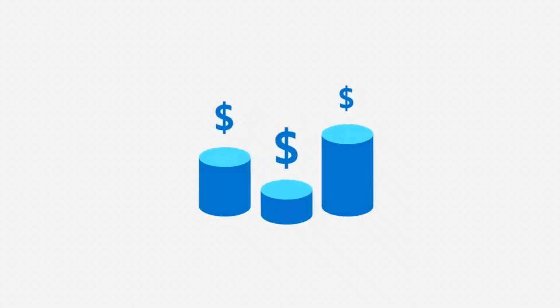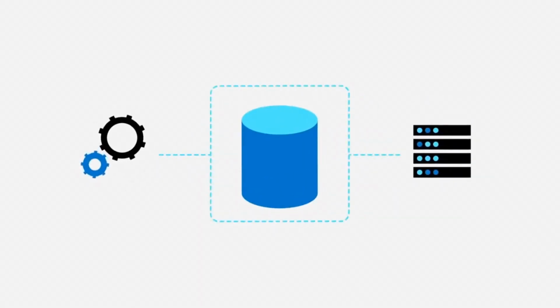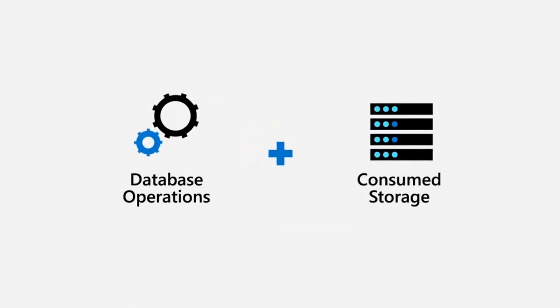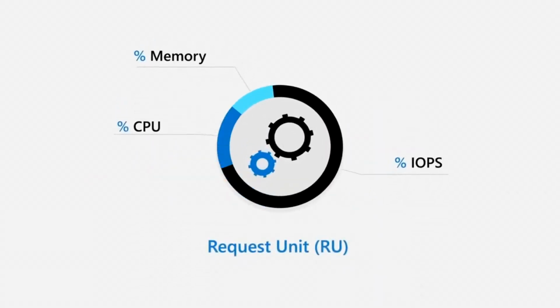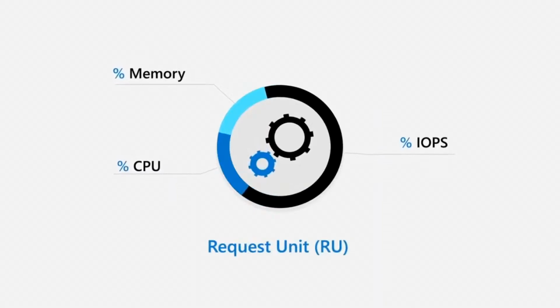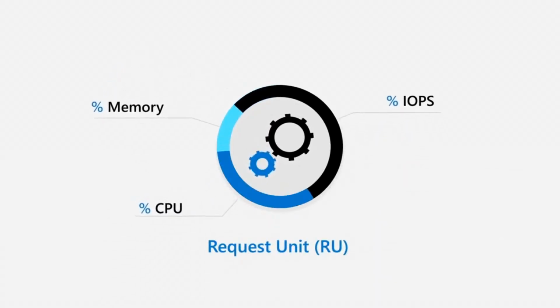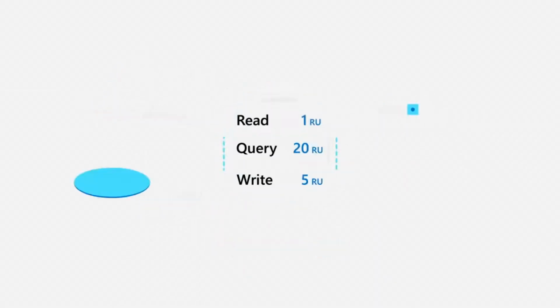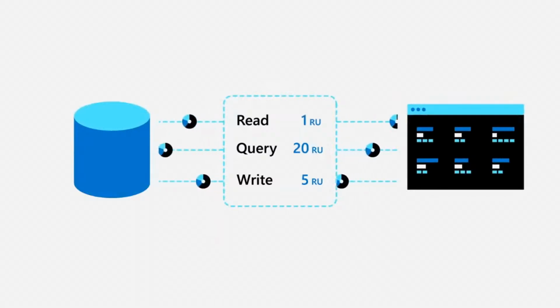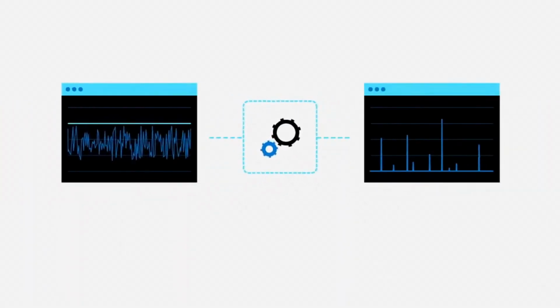Azure Cosmos DB helps you get more value for your money by making it easy to manage the components you pay for, database operations and storage. The cost to perform database operations, including memory, CPU, and IOPS, is normalized and expressed as a request unit. More request units are charged for more demanding activities. For database operations, you can select one of two models, provisioned throughput or serverless consumption.